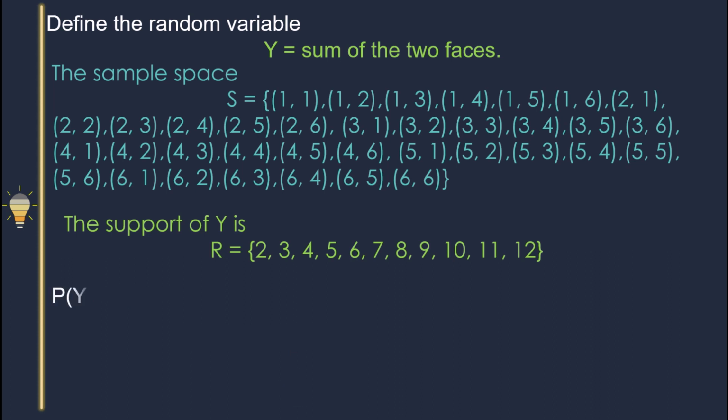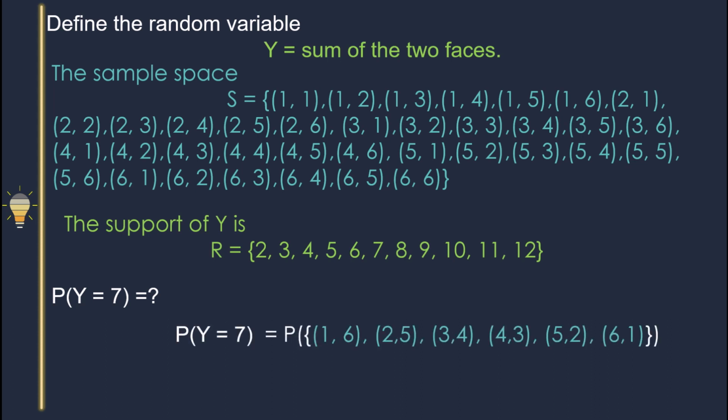Then go to the second part. Probability Y equals 7. First, find the elements in the sample space whose sum makes 7. There are 6 elements, so there are 6 elements out of 36. Therefore, the probability is 6 over 36, or you can say 1 over 6.